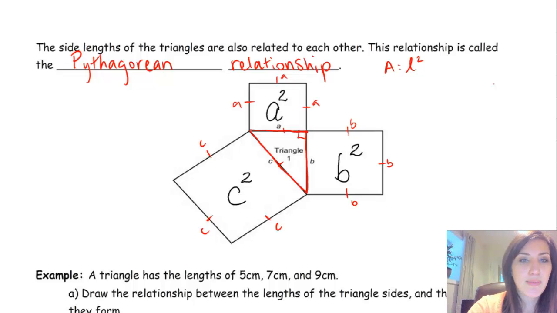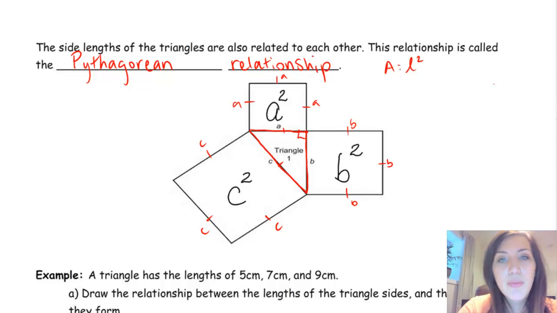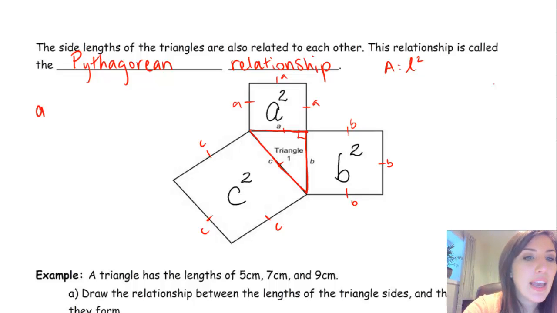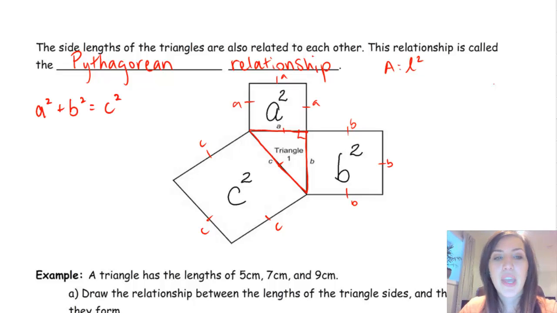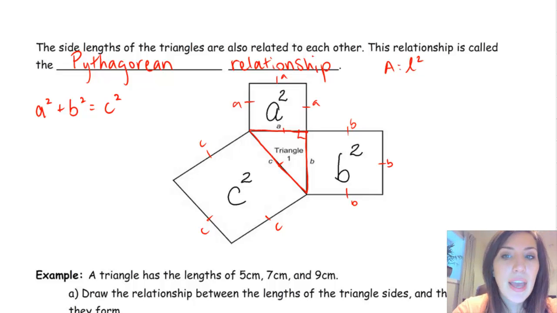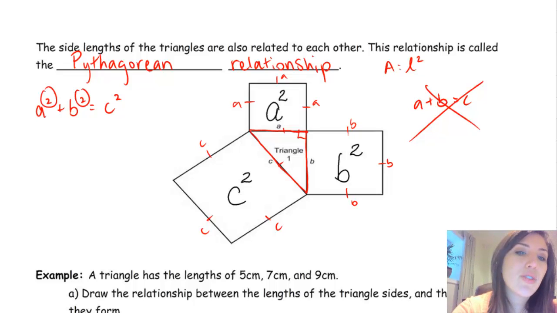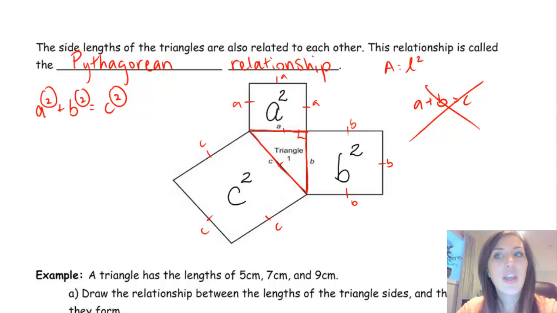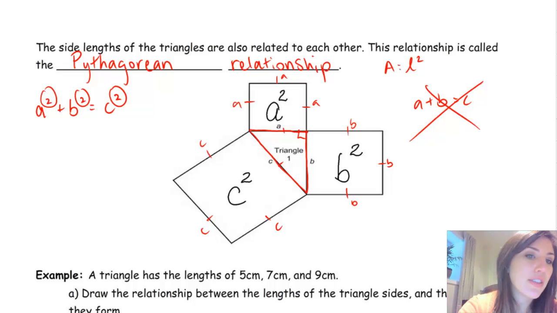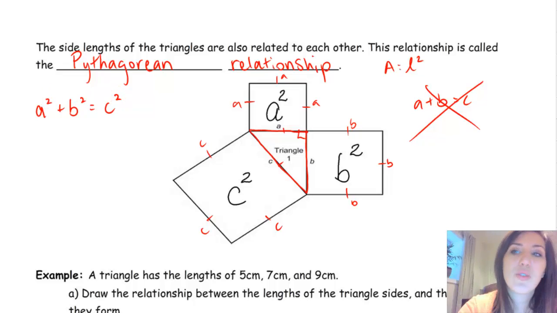So we can say this Pythagorean relationship, we can write this as an equation. A squared plus b squared equals c squared. This is not the same as a plus b equals c. That is not correct. You must have the little squares on top of all three letters. A squared plus b squared equals c squared.